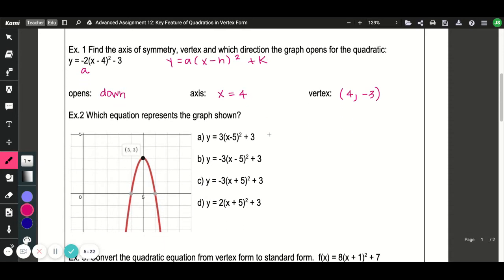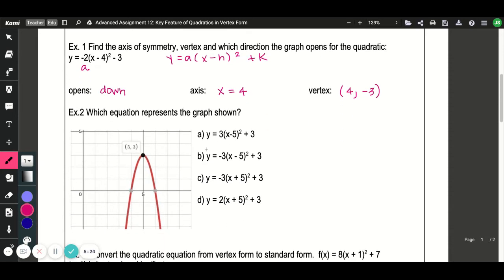So example 2 says, which of the equations represents the graph shown? So we need to figure out which direction it opens, right? It opens down. So what does that tell us? Since it opens down, that tells us that the A is negative. So it has to be either this one or this one. These two are both out because their A's are not negative. So we've narrowed it down to these two. Then we're going to look at our vertex right here.